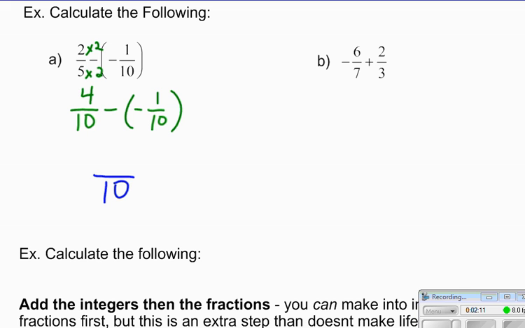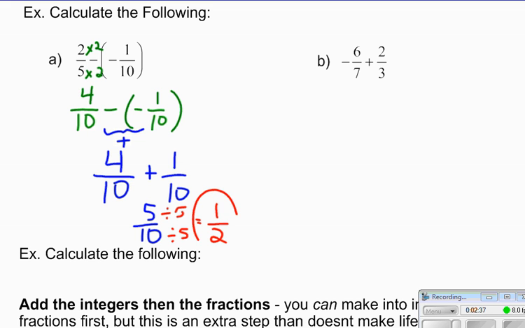I hope you notice that we have two negatives, so minus negative side by side, so they cancel each other out to a positive. So this is actually like saying 4/10 plus 1/10. So when we add that together, we get 5/10. And this fraction, I hope you notice, can be reduced by dividing both numerator and denominator by 5. So we get 1/2. So that's in lowest terms.